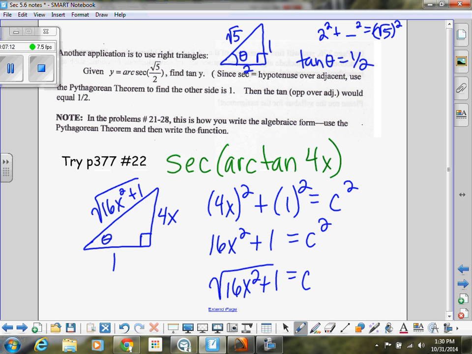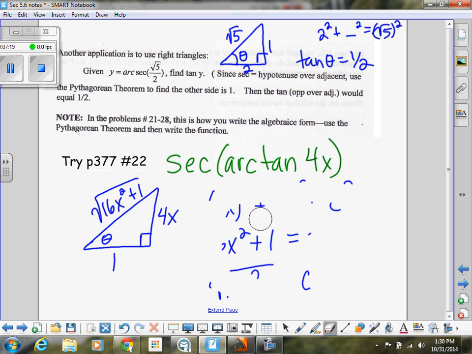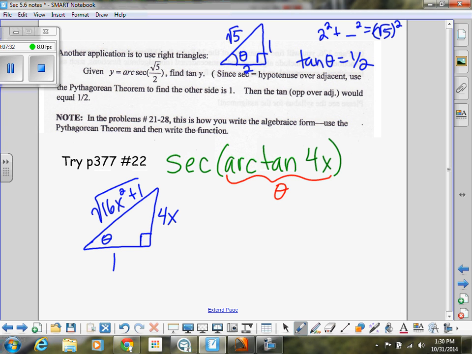Okay, so we've filled out our triangle now. So now what we're going to do, I'm going to get rid of this Pythagorean theorem stuff so I have more room. What we're going to do is find the secant of that theta, because the arctan of this is just this angle, theta. So I'm going to find the secant of theta. So all of this is theta, right? So we're doing secant of theta.